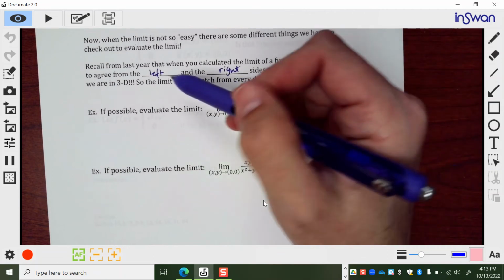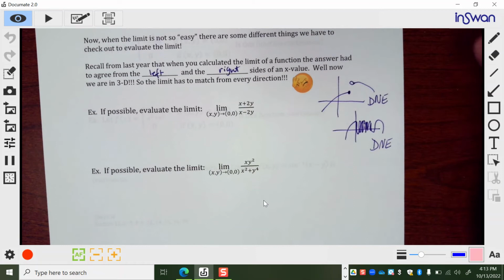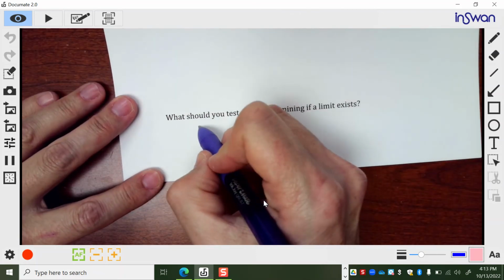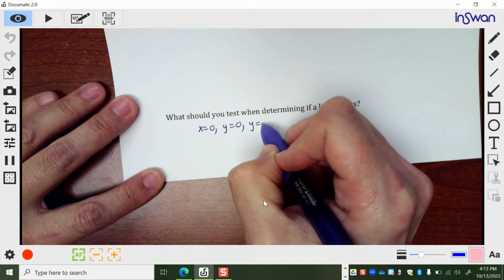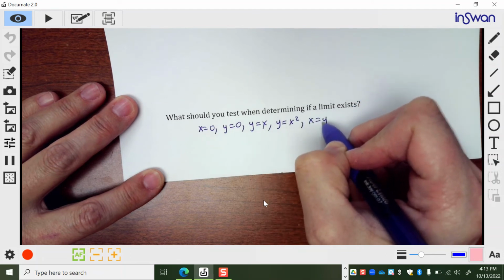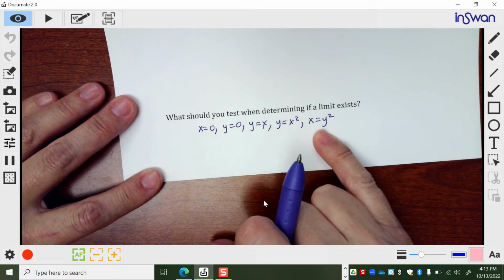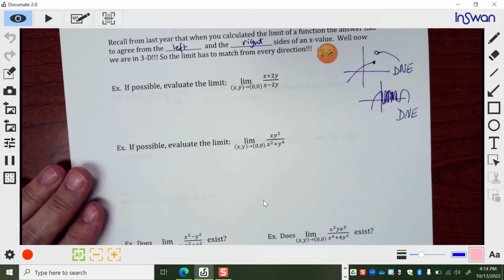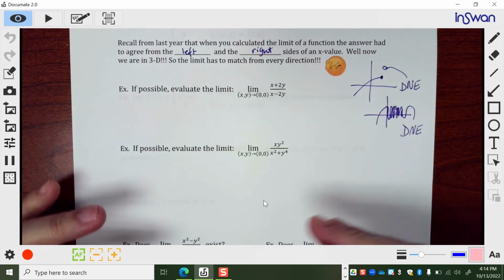So we not only have to approach from the left and the right, we have to approach from any direction possible. So down at the bottom of the page here, these are the things we're going to be testing: x equals 0, y equals 0, y equals x, y equals x squared, and x equals y squared. So if you test those 5 things and you don't get a mismatch, then you're done. Okay? So we can't just come from the left and the right, we have to come from any direction.